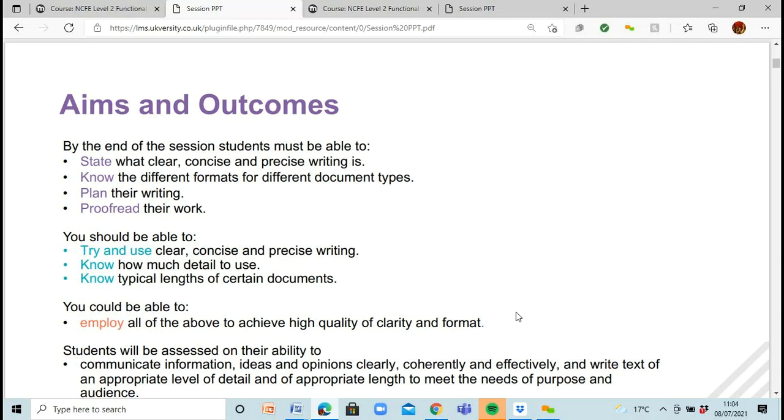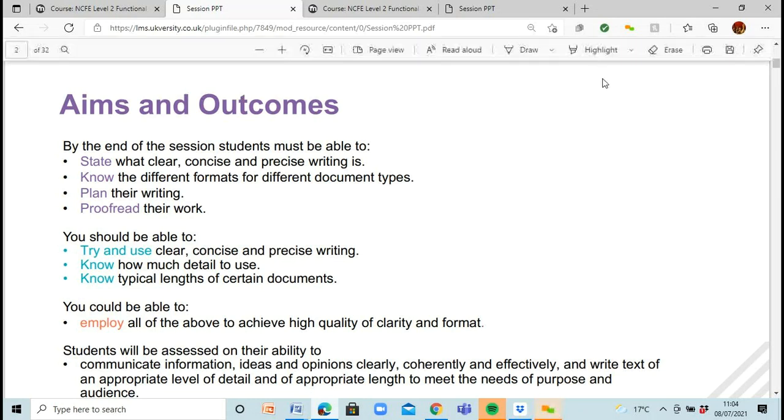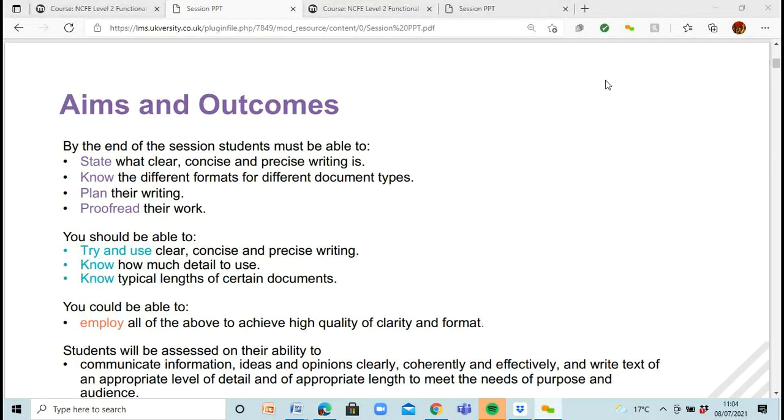You should be able to plan your writing to make it clear and organized, and you should be able to proofread your work. We've got Vivian joining too. Got a very good turnout today.